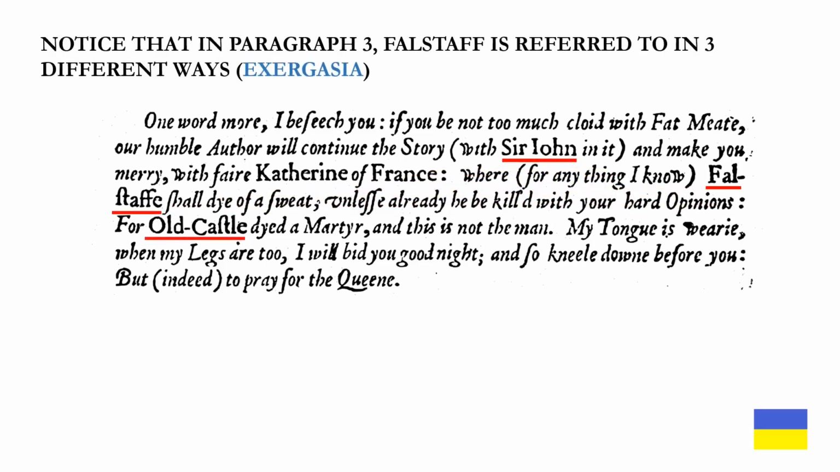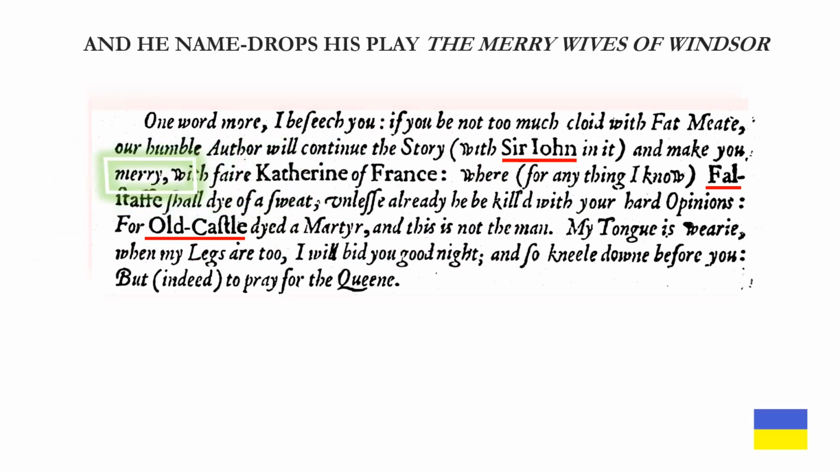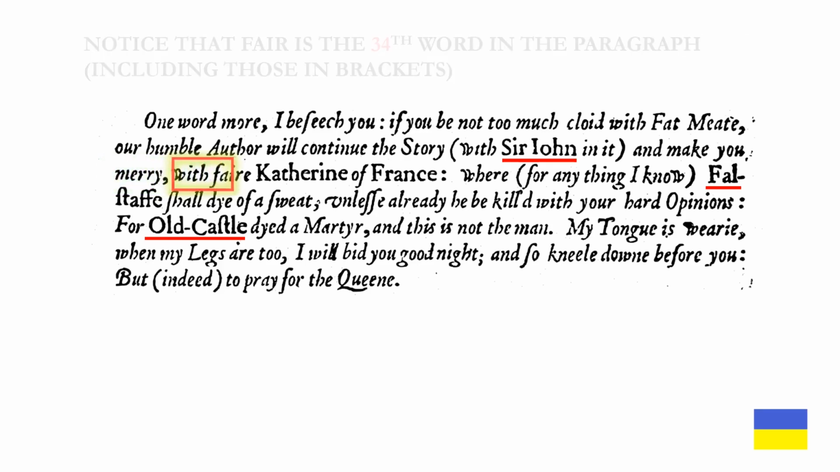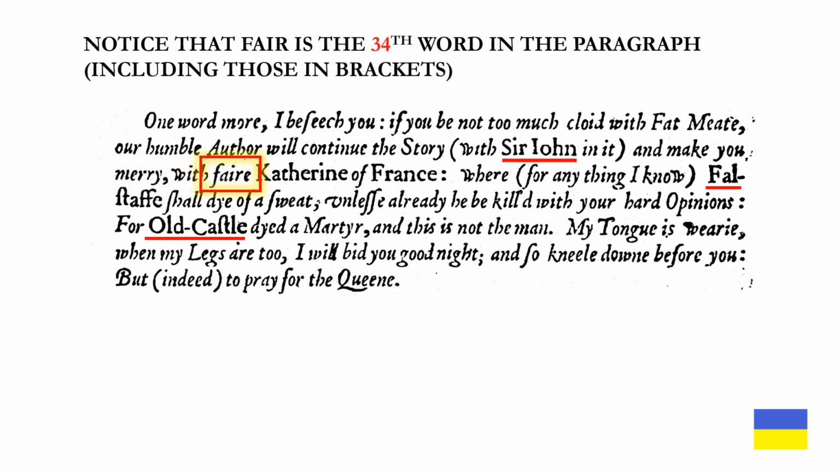Notice that in paragraph 3, Falstaff is referred to in 3 different ways in an example of exergasia. And he name-drops his play The Merry Wives of Windsor in line 3 with "merry." Of course, people in the audience had seen Merry Wives of Windsor before seeing this play, and chances are they did, "merry" is obviously going to suggest to them Merry Wives of Windsor. And notice too that "fair" is the 34th word in the paragraph, including those in brackets.